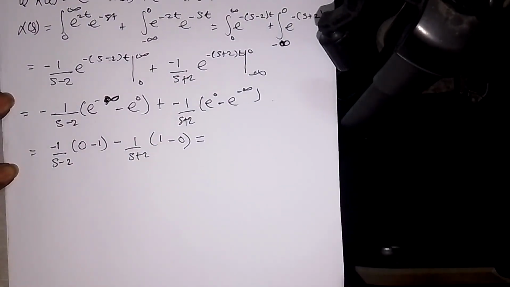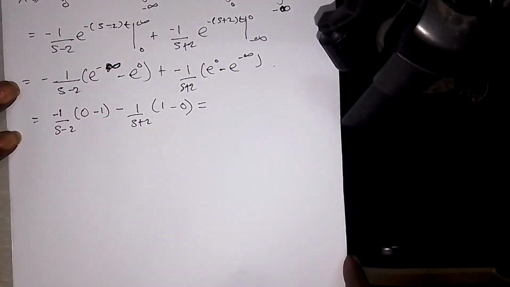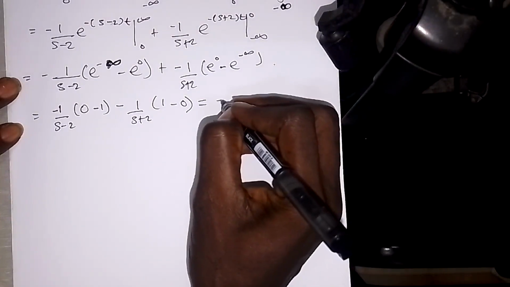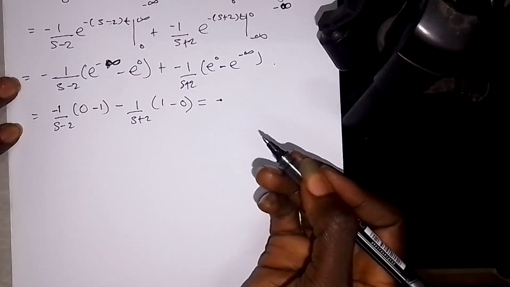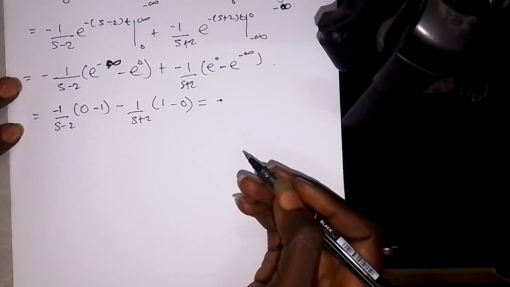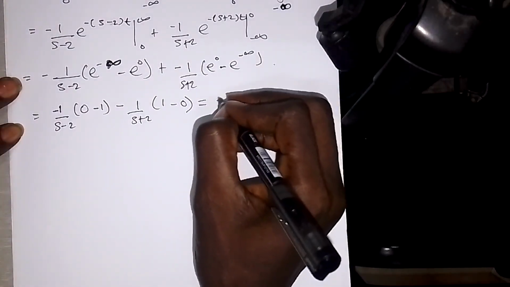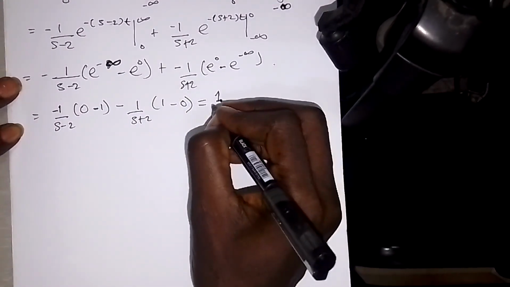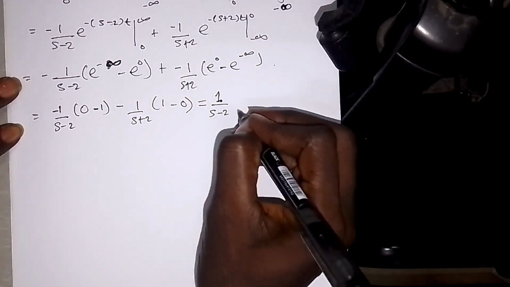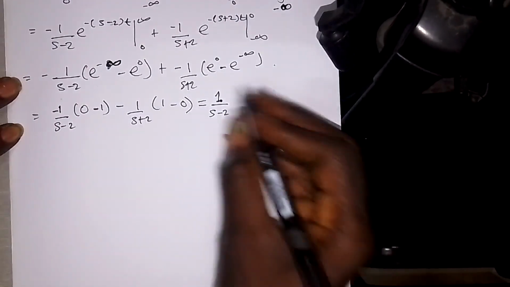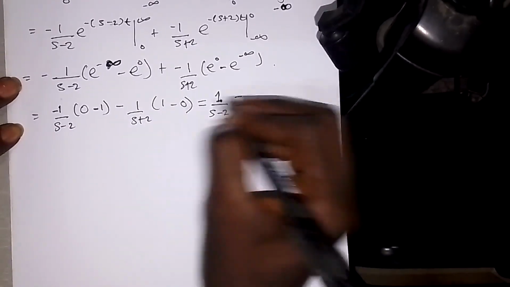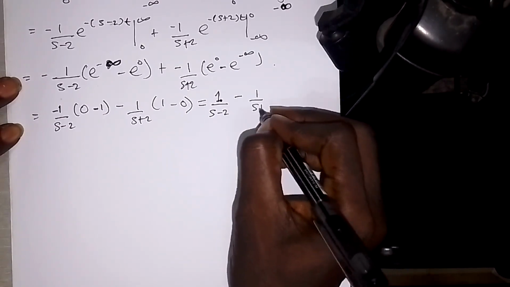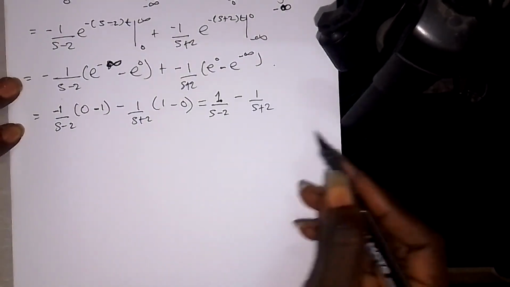So this is actually equal to minus minus, which will be plus. Minus will be plus. So that means I'm going to have 1, minus plus, so I'll have 1 over s minus 2. Then here this minus will come, so that is minus 1 over s plus 2. So that is what I'll have.